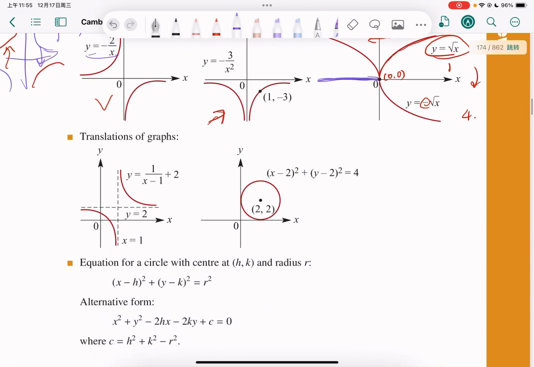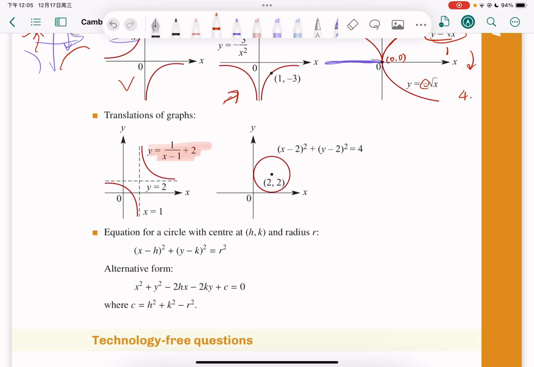Translation of graph. So translation is without changing the shape, but moving the shape. How do we get this from the original graph, 1 on x? So for 1 on x, we know it's in the first and third quadrant. So for this graph, we have asymptotes. The horizontal is y equal to 0, and vertical is x is equal to 0.